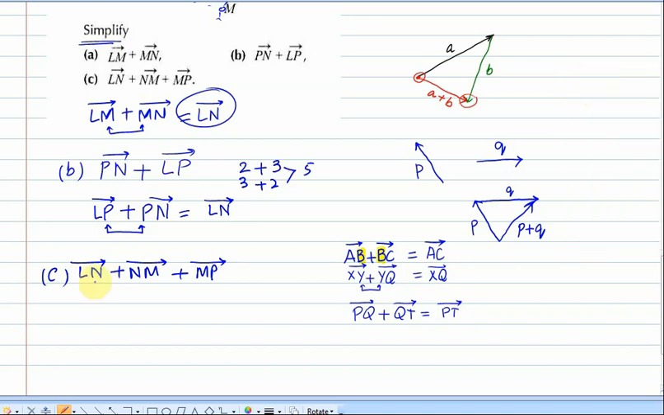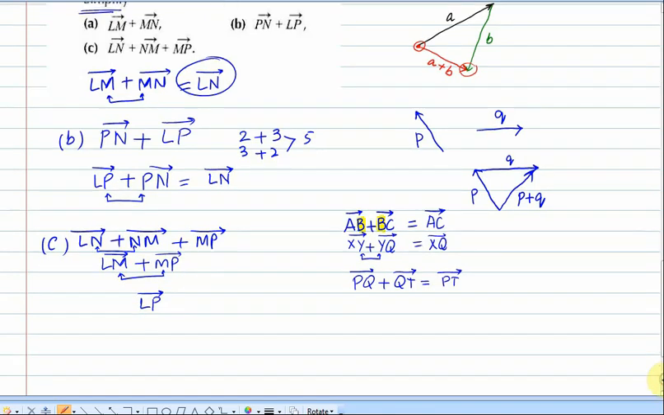Alright, so LN plus NM will be LM, right? The second and the first letters are the same, so the resultant will be the first and the last one. LM plus MP, same logic. M and M are the same, so the answer will be LP. That is the resultant of LN plus NM plus MP. Alright, now moving on to the next question.